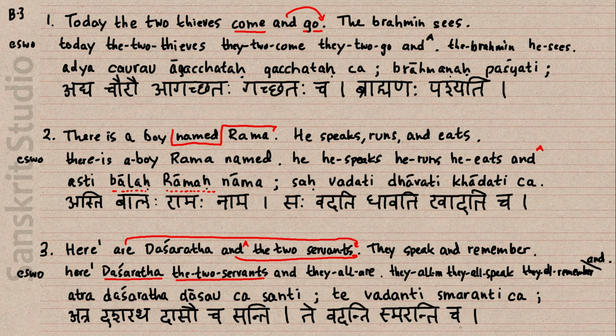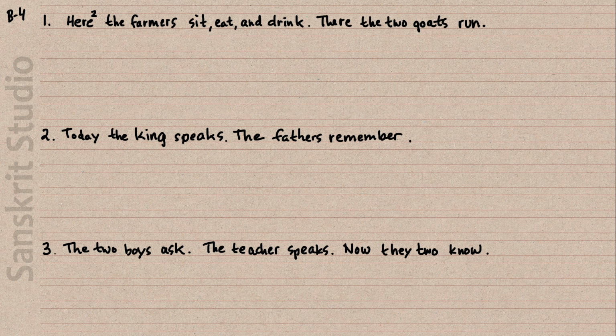Okay, so that's half of our exercises, and now we can go on to B4 sheet here. So here we see we have a here too. The first exercise here, so we do our eswo first here. Here too, the adverb starts the sentence. We're grouping the farmers, and we presume that they are many, so it's Sanskrit plural we are shooting at.